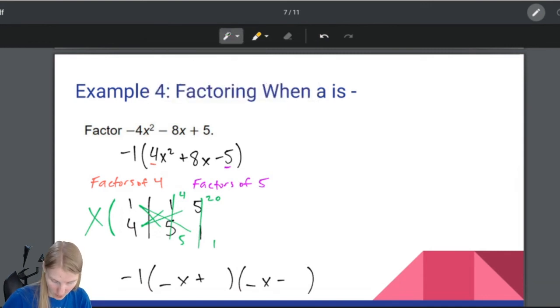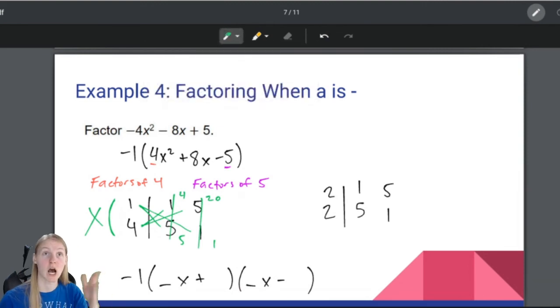Our other factors of 4 are 2 and 2. And then our factors of 5 are 1 and 5, and 5 and 1. So let's try this again with the other factors of 4. 2 times 1 is 2, and 2 times 5 is 10. Aha! There it is.